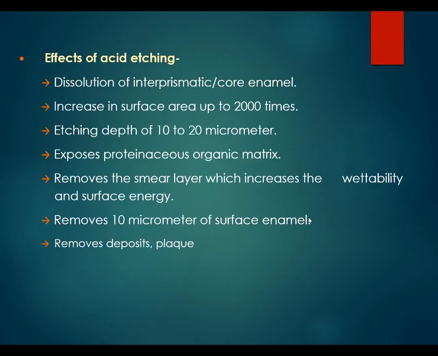Effects of acid etching are dissolution of interprismatic or core enamel, increase in surface area up to 2000 times, etching depth of 10 to 20 micrometers, exposure of the proteinaceous organic matrix, and removal of the smear layer, which increases the wettability and surface energy. It removes 10 micrometers of surface enamel, and removes deposits and plaques.